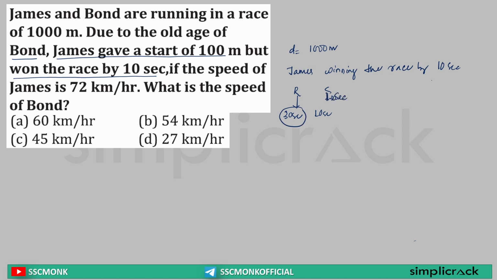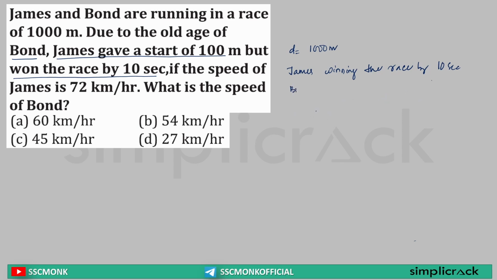Yes or no? Shyam was also running for this 30 seconds, but Ram won by 10 seconds, which means Ram reached the place 10 seconds before Shyam. Ram reached the place 10 seconds before Shyam. That means how long will Shyam be running, sir? 30 seconds plus this 10 seconds, that is equal to 40 seconds to reach that position. Yes or no? So in the same way here it is saying James is winning the race by 10 seconds.